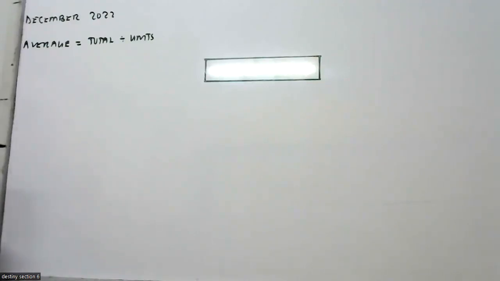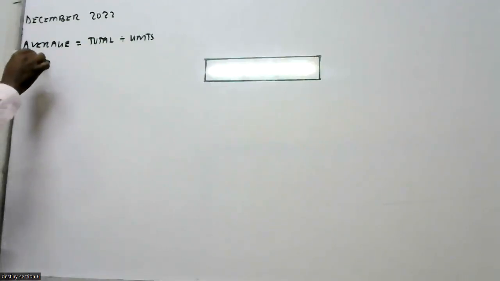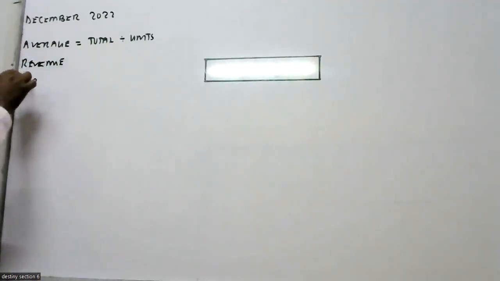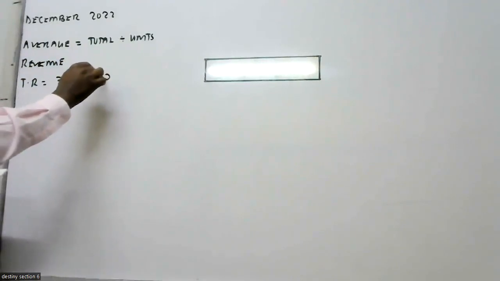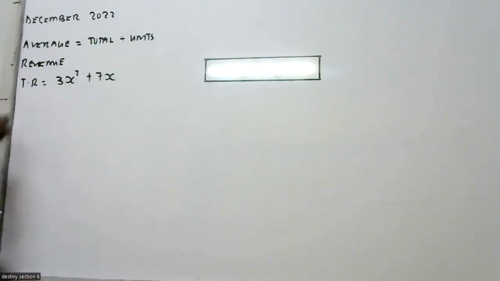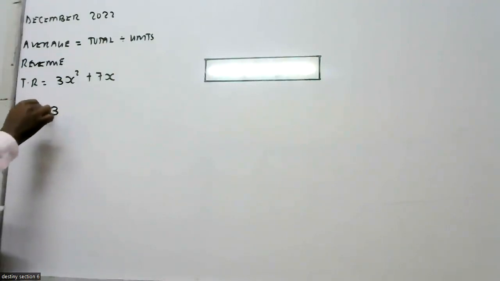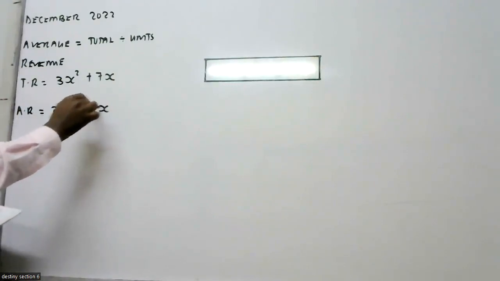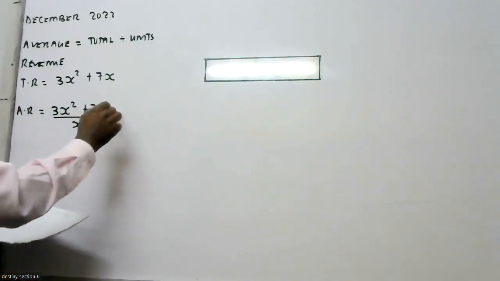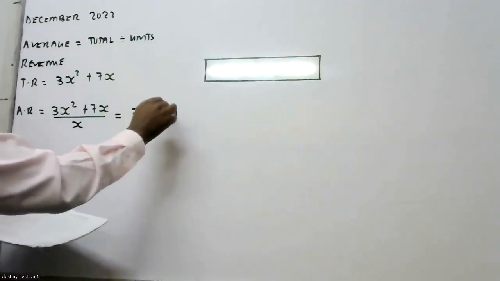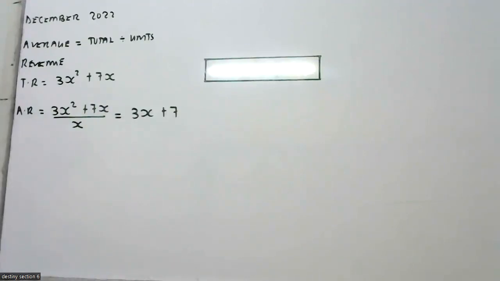So we require the total function for the revenue. Total revenue is given as 3x squared plus 7x. So when they ask us for the average revenue, it will be 3x squared plus 7x, and the whole of this we divide by x, which is the number of units. In so doing, this becomes 3x plus 7. That is the average revenue.